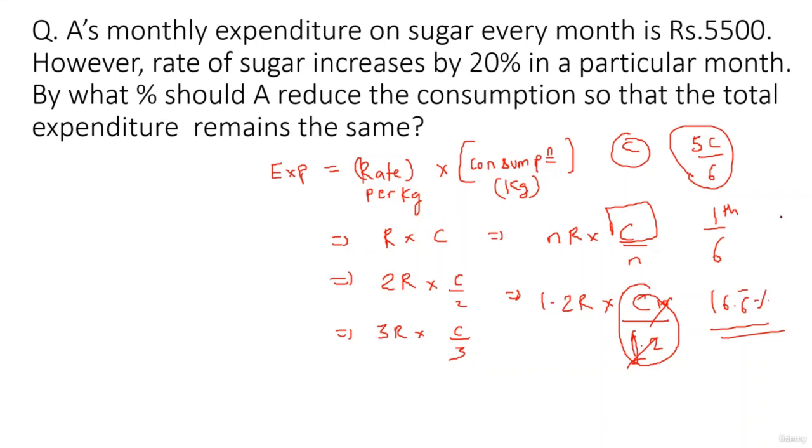Okay. Note that the value 5,500 is completely redundant in this question. You don't require it anywhere. Okay. Why? Because the percentage change has been asked, right? Not the value. So 5500 is not required. Okay. What best use you can make for this value is you can basically split this into the rate into the consumption. Like 55 multiplied by 100. This you can keep as the consumption.